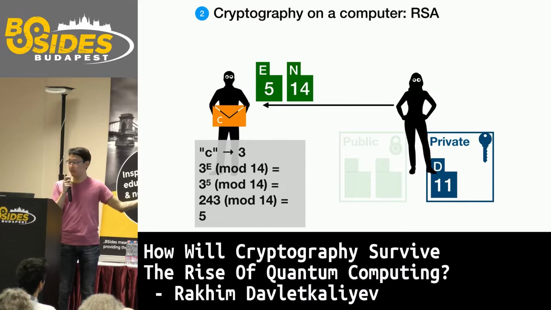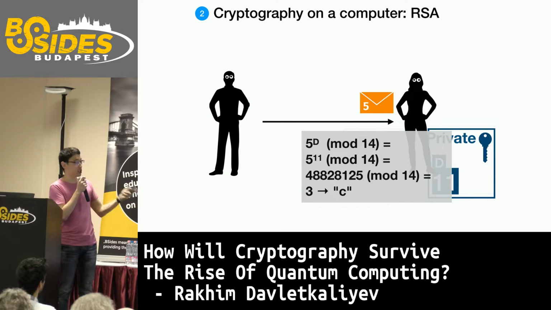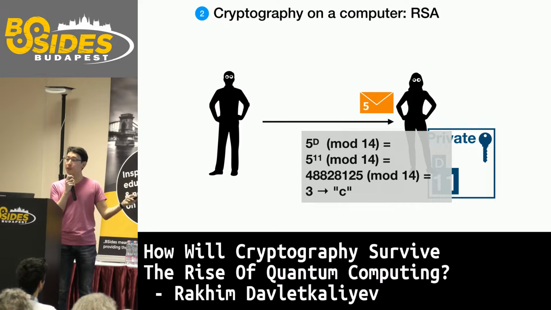Oh, sorry, 5. 5 is the secret message. This is the thing that I'm going to send her. And she can see now she has the private key and she has the encrypted message. She does the same thing, but with the private key.